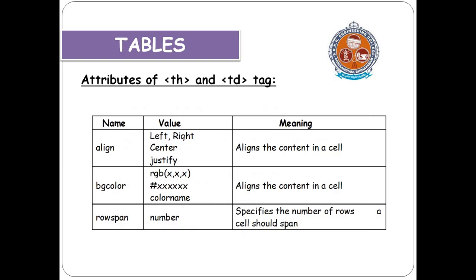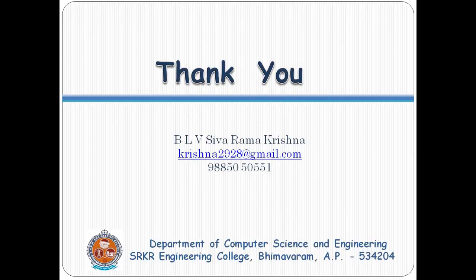Next, the attributes for th and td, that means table heading and table data, also consist of some attributes. They are align, bgcolor, and rowspan, which specifies the number of rows the cell should span. That means rowspan is used to combine cells, the number of rows to be spanned. So these are all the attributes and table concepts of our HTML.